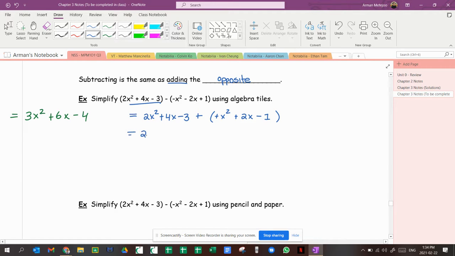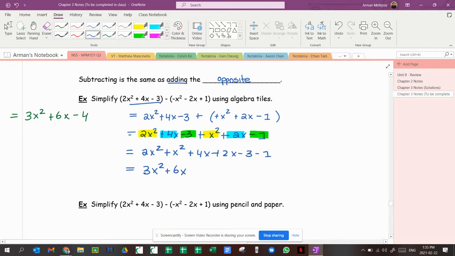So if I get rid of my brackets, and then I identify my like terms, let's group up my like terms. And let's simplify. I get the same answer as what I got before.